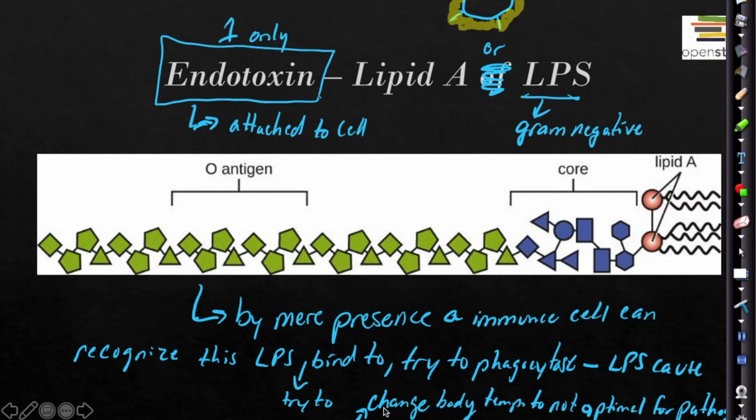LPS causes the body to change the temperature by causing fever, and the reason why we do that is so it's not optimal for the pathogen to survive. So by the mere presence of LPS and the white blood cells trying to phagocytose it, they release cytokines which cause fever, and in extreme cases can even cause inflammation and shock over time.